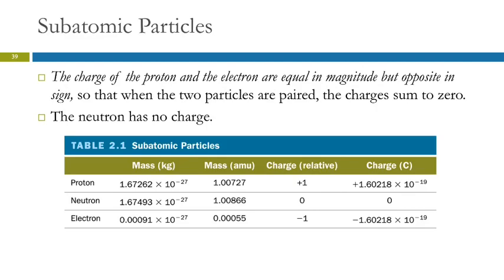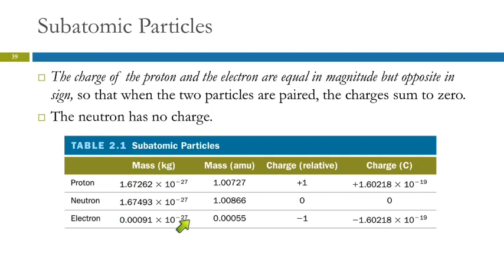Some of these particles have charges. The proton has a positive charge. So the relative charge compared to the electron is +1. The electron has a negative charge. The charges on those two particles are equal in magnitude. They're the same size. They're just opposite in charge. So one's positive and one's negative. So when we get an electron and a proton together, they don't have any charge because the charges add up to 0. The neutron has no charge. So protons are positive, neutrons are neutral, and the electrons are negative.